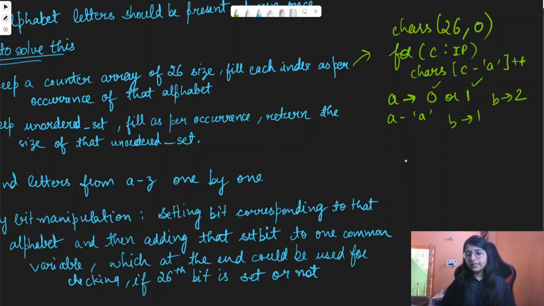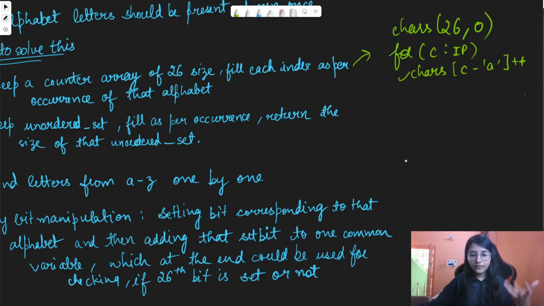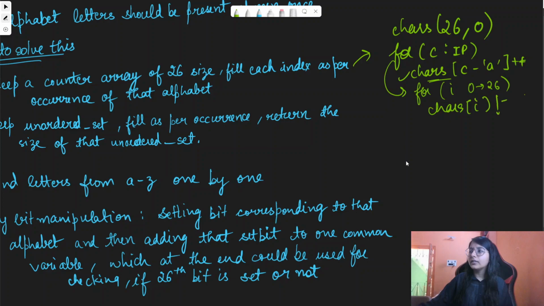So according to that, only the other letters would be adjusted. So this is the thing I wanted to explain at this particular point. And when these are filled, at the end we will be checking again by traversing the same thing, going our i from 0 to 26, and checking that if at any moment chars of i is equal to 0, then at that moment we will be returning false.